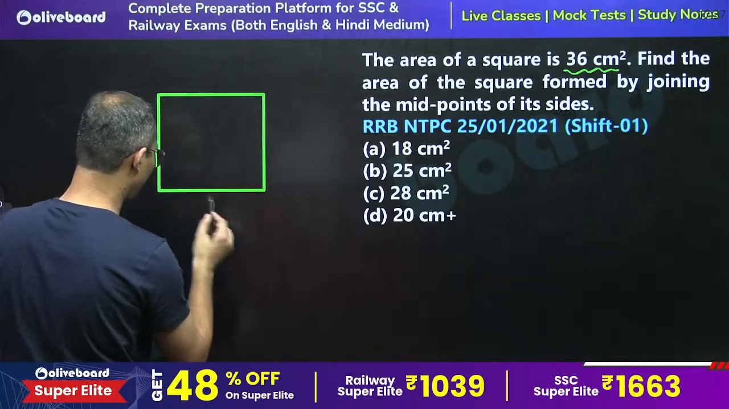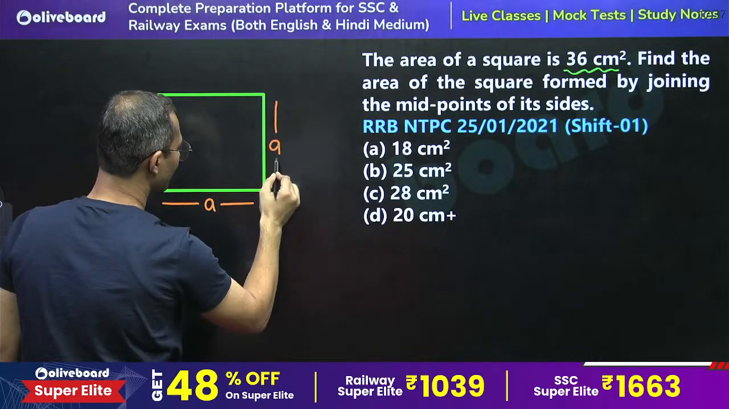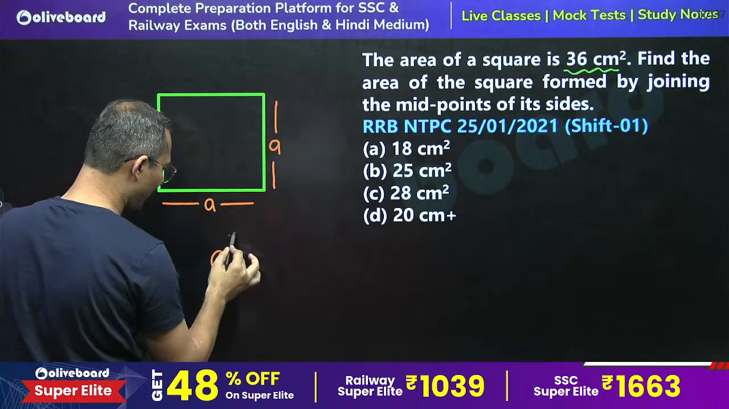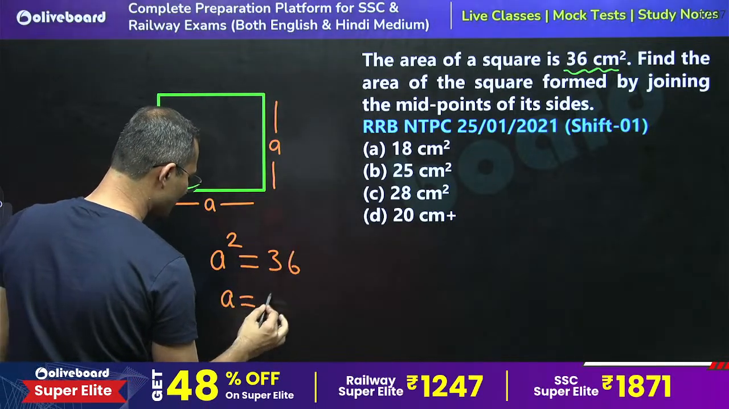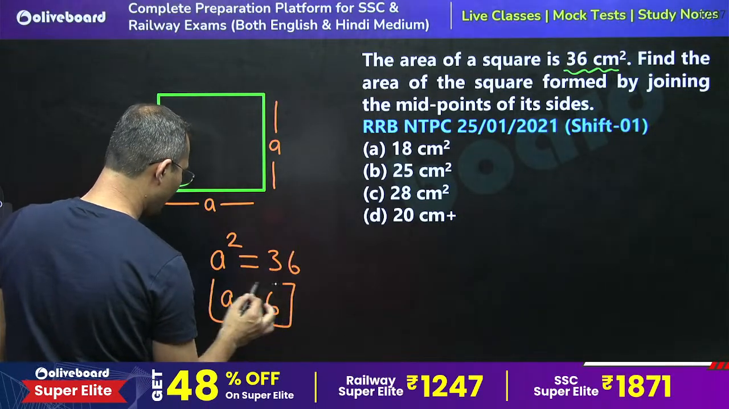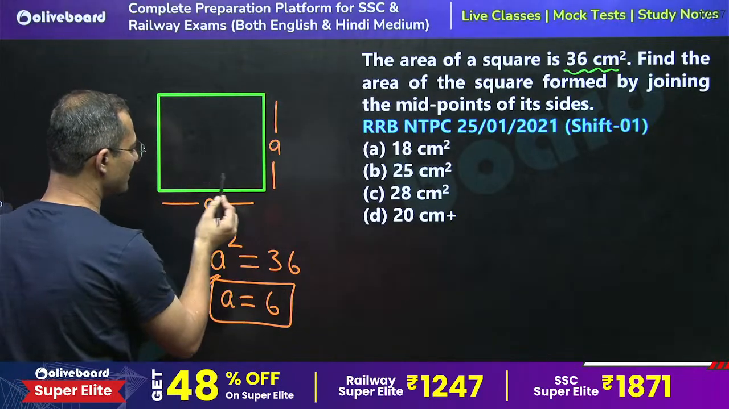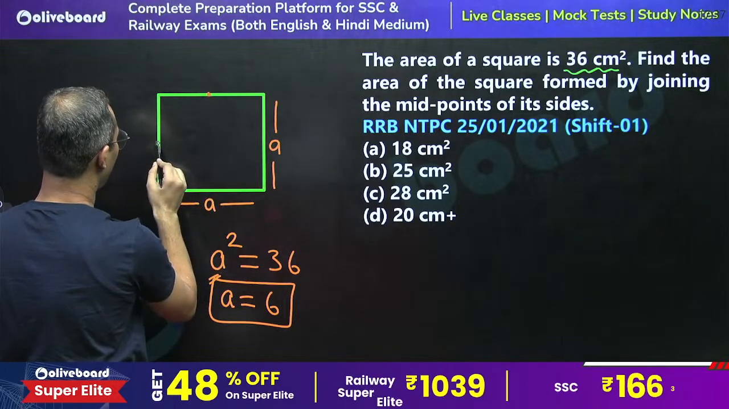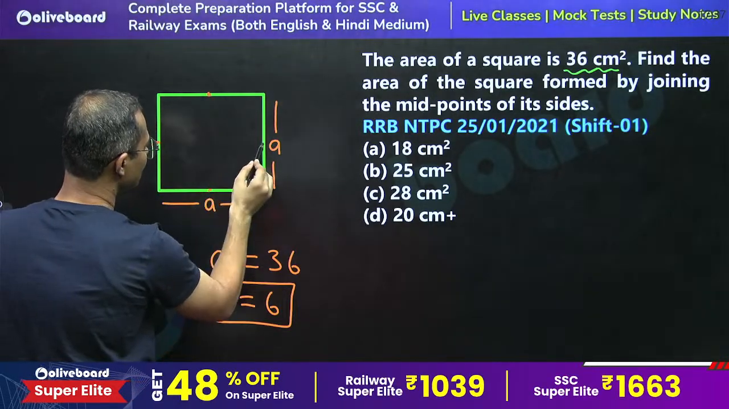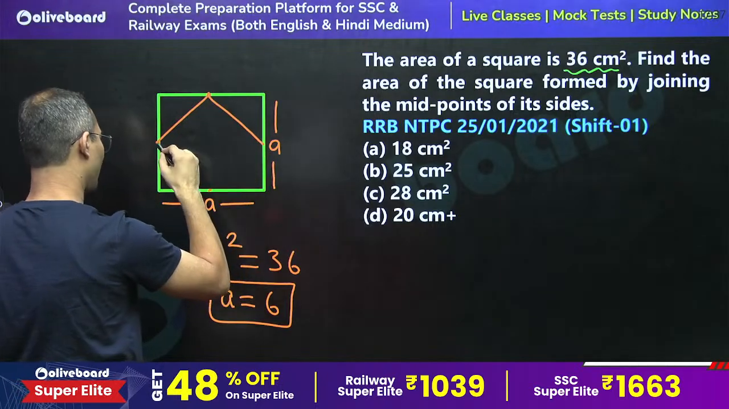If I say that the side is A, so each side is A. So we know that the area is what? A square is equal to 36. So we can say that A is going to be 6, right? So the value of A is equal to 6. So the side is going to be 6, right? Just take the midpoint of each side. If we join the midpoints, we will get a square, right?